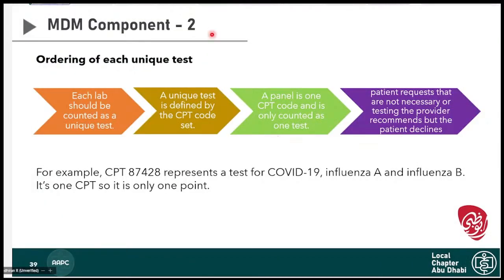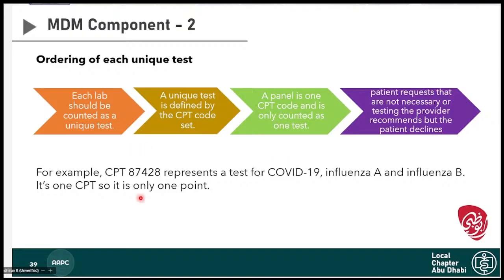Each lab should be considered a unique test. A unique test is defined by the CPT code set only. A panel should be considered as only one unique test. If the provider ordered the test, however the patient declined the test, that also we can consider. Also, if the test was not necessarily required, but the patient requested it, that also we can consider as a unique point.